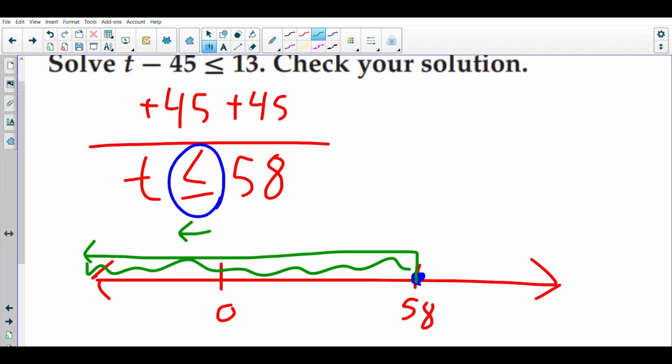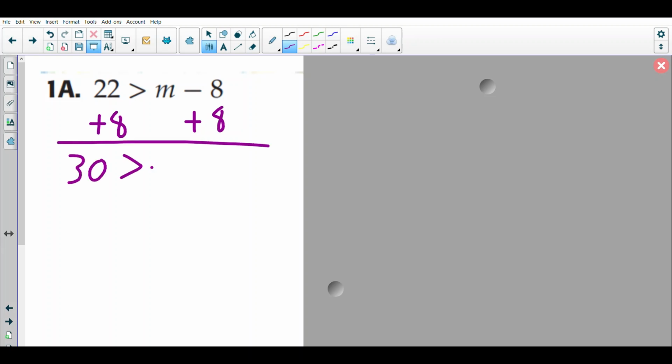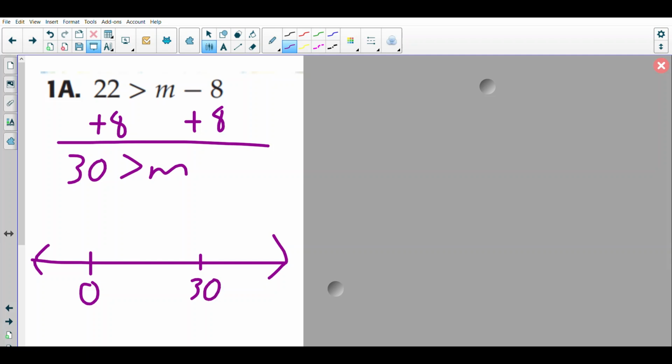And there's my answer. Next, 22 is greater than m minus 8, so I'm going to add 8 to both sides. So I get 30 is less than m. Now we graph. Again, arbitrary 0, go to 30. Because it's just greater than, I'm going to have an open circle, and the variable's on the right, so I go opposite of which way it's pointing. So in this case, it's actually going to go this way. And I'm going to do a little shade underneath. So there we go. There's my graph.